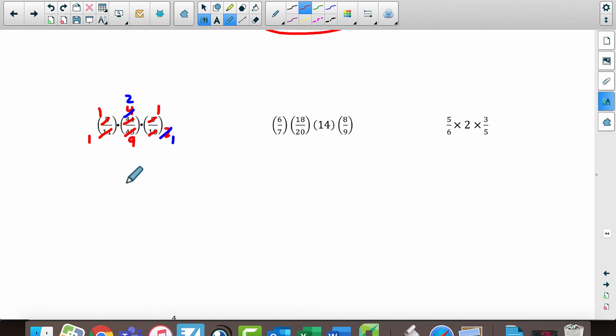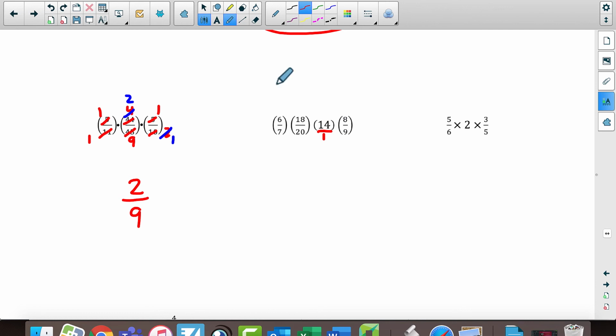1 times 2 times 1 is just 2. 1 times 9 times 1 is 9. Again, if you missed any of this simplifying, that's fine. You'll just have to put it in lowest terms after. Okay, next. Well, we have this one big 14 here. Why don't we make it 14 over 1? And now we're good to go.